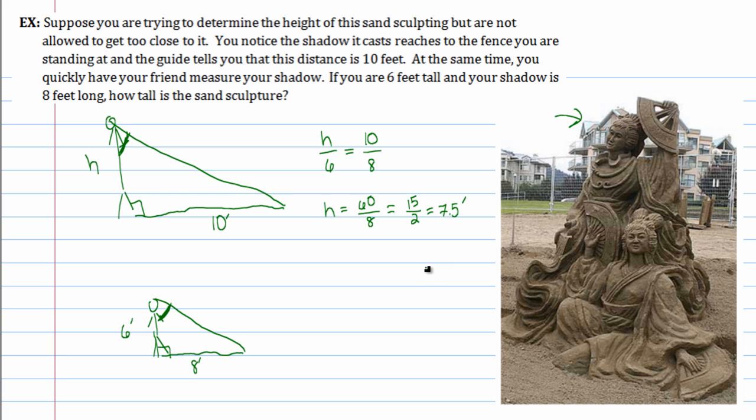Roughly, because probably your friend made a mistake measuring you, and obviously it's probably not exactly 10 feet, but you get a rough estimate there. It's pretty good. That's what we do with similar figures, is we create a proportion that we can solve.